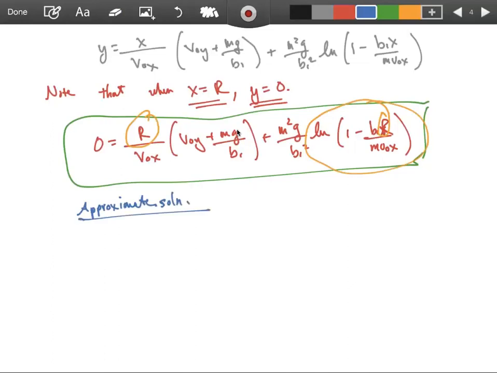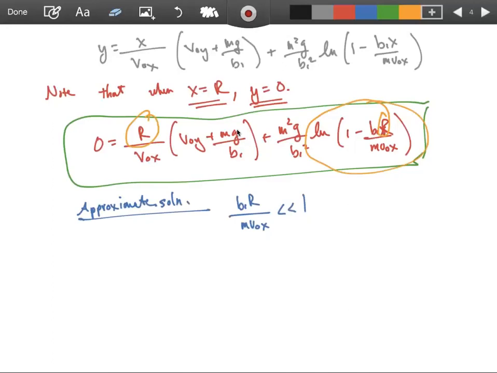To get an approximate solution, basically we want to get rid of that natural log. The best way to get rid of the natural log would be to exponentiate, but that's not really going to help us. So in this case, what we want to do is a Taylor series expansion on this. To do that, what must be true is that b1 times r divided by m times the initial x is much less than 1. So basically, we want to look in this region and treat this as a small parameter, so that we can actually do a Taylor series expansion of the natural log.